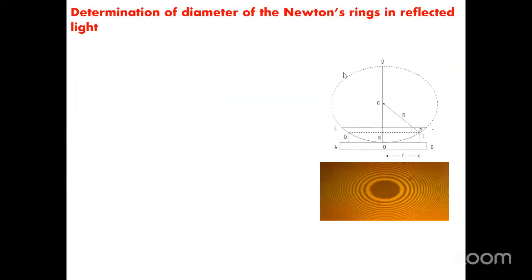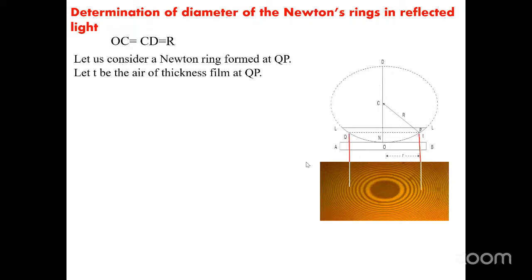So how to calculate the diameter of the Newton rings? This is the ring, and OC equals CD equals R. What is the radius of the ring? It's capital R. So let small t be the thickness of the air film at QP. This is the P, Q and P.